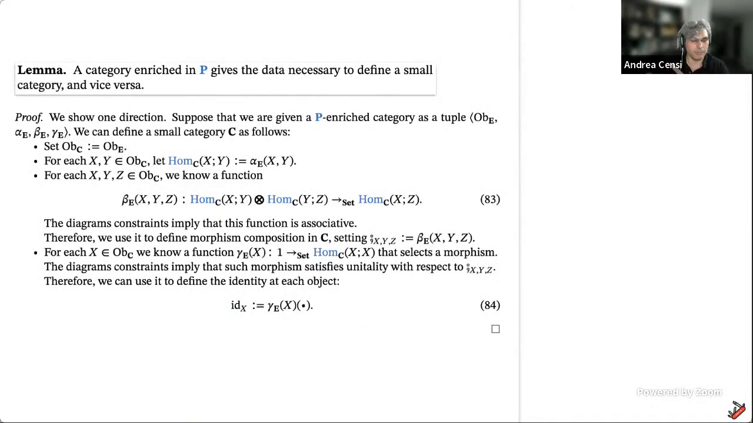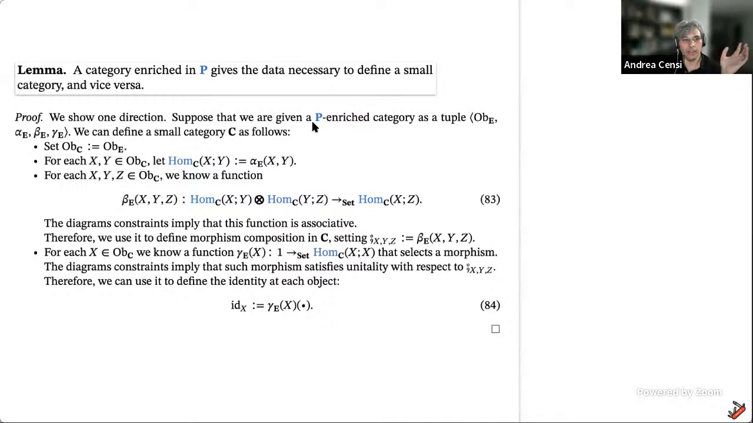This is the basic example of enrichment. Sorry, I forgot to write what P is, except on the first page. P is Set with the Cartesian product as a monoidal product. So if you have a category enriched in that, then you have the data necessary to define a small category, and vice versa. I'll do this because then I will do the generalized version.